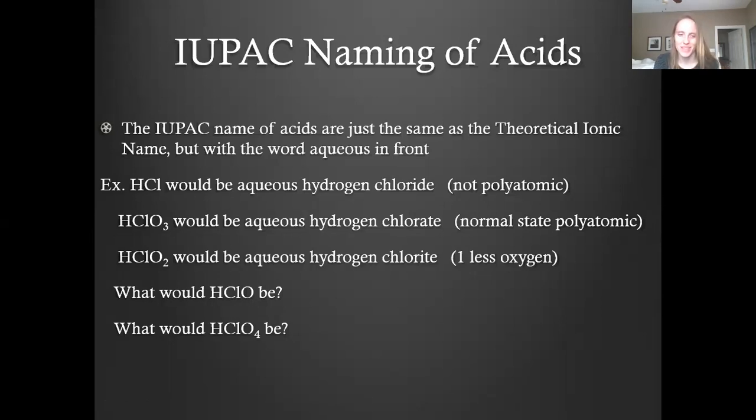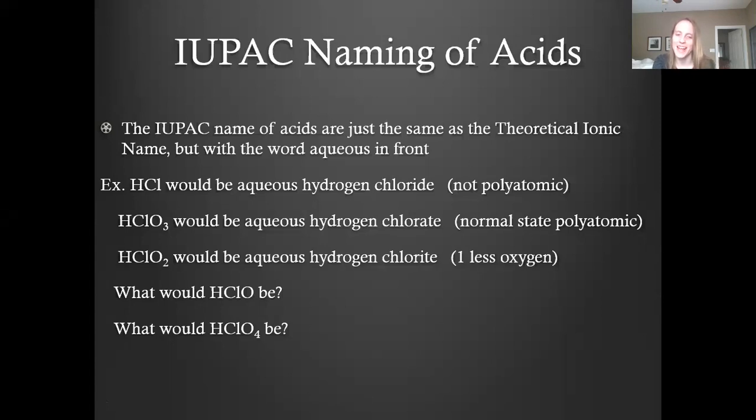That is it. So pause now, see if you can figure out what these last 2 names will be, and then unpause and I will tell you what they are. Okay, so HClO is missing 2 oxygen from its normal state. And so I would call this aqueous hydrogen hypochlorite, because ClO as an ion is hypochlorite. So aqueous hydrogen hypochlorite is the answer there.